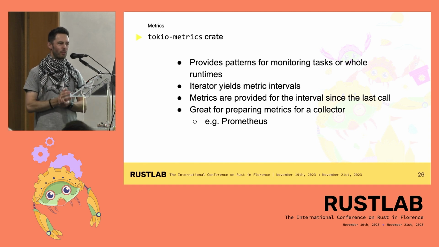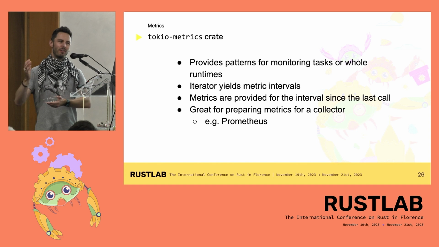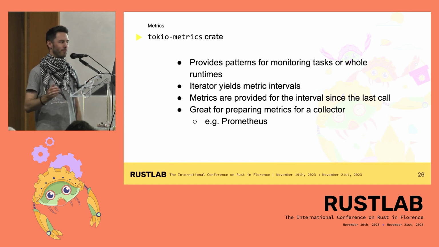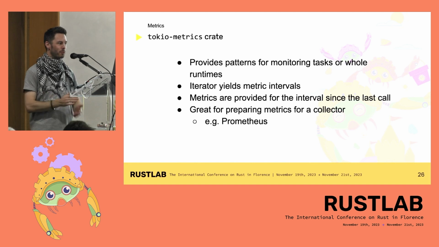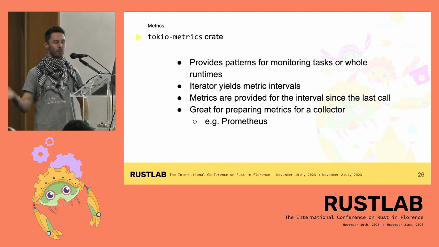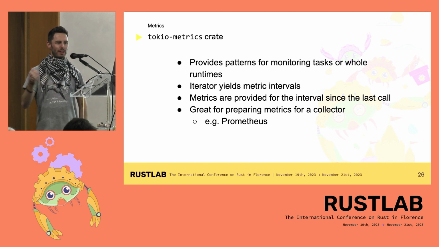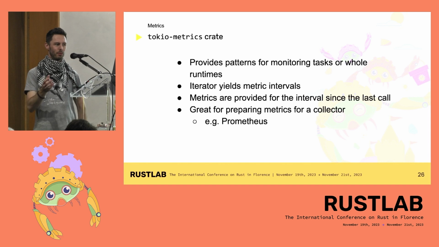I'm not going to go into all of the individual metrics because there are lots and I just simply don't have enough time. So we'll jump right into the Tokio Metrics crate. This provides patterns for monitoring tasks or the whole runtime. It gives you an iterator which yields metrics at intervals. So in this case, you get the metrics that have changed, like the diff of the metrics since the last call in most cases. This is really useful for preparing metrics for a collector, like Prometheus, for example. I'll give a bit of an overview of how you do that.